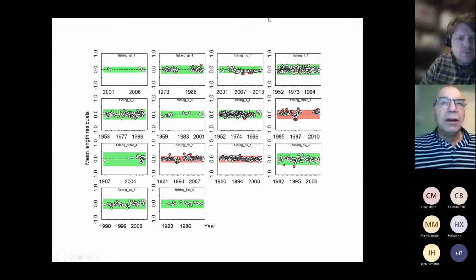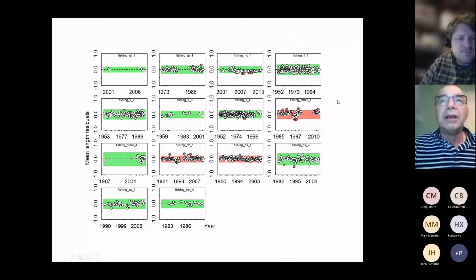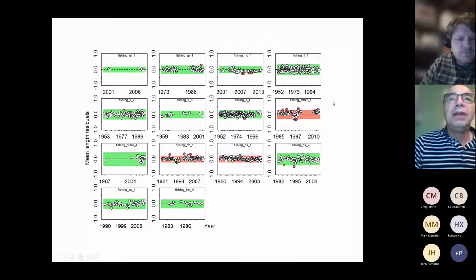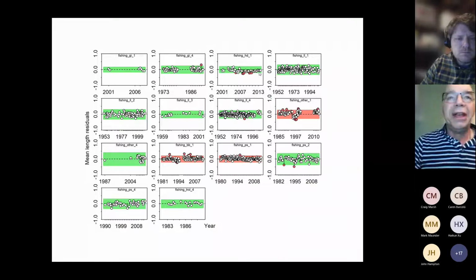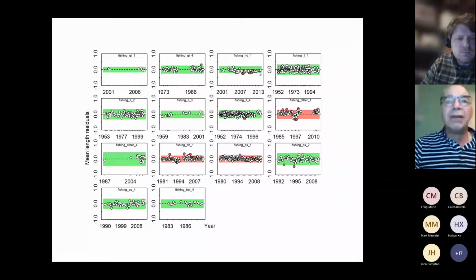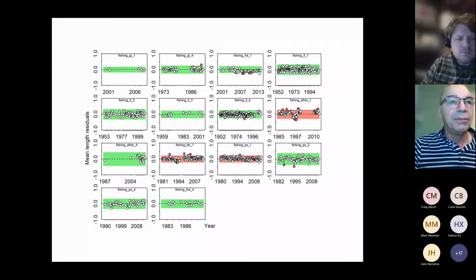For the 4-area model here, things seemed reasonable, except again for handline 1, where we're looking at mean length residuals. And here for handline 1, it's pretty much all negative residuals. And so that's, I think, an indication that the selectivity for that fleet is not quite dialed in at the right degree of flexibility.